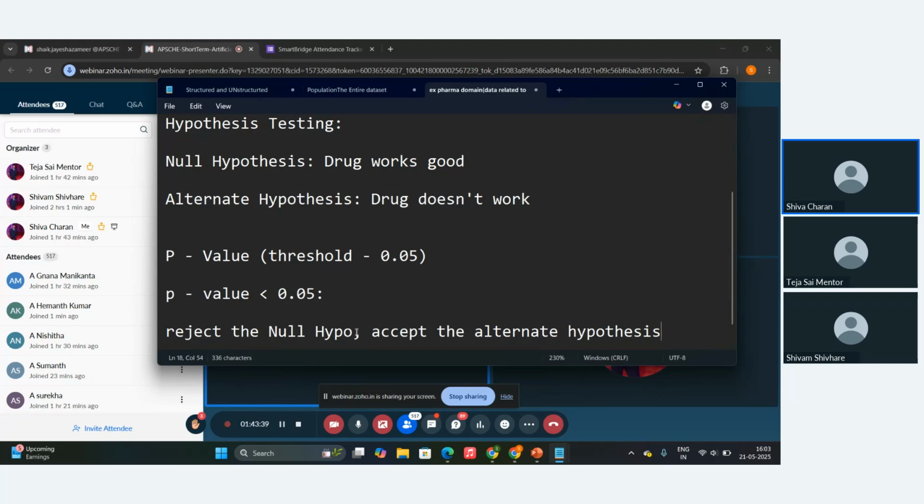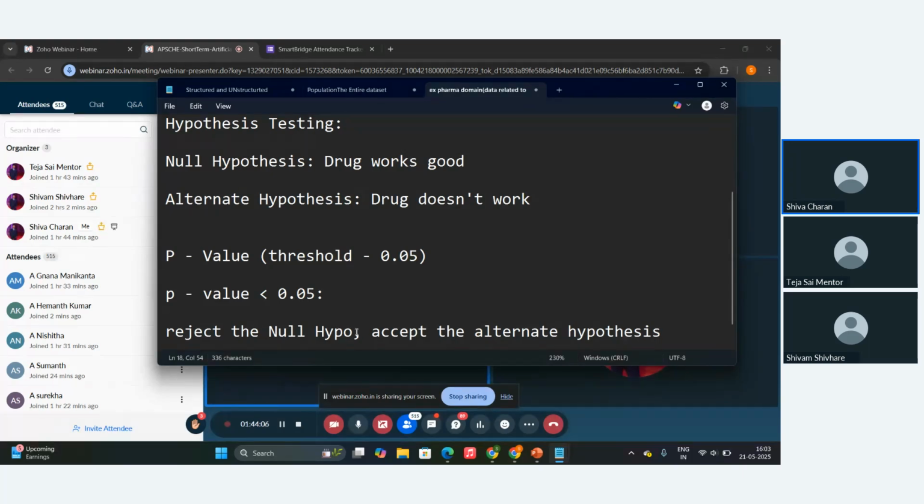So based on the assumed statement and a contradictive statement, we will be performing the p-value test, and the p-value test is performed based on the mean and the standard deviation. If the p-value which we get is less than 0.05, then we will immediately reject the null hypothesis.